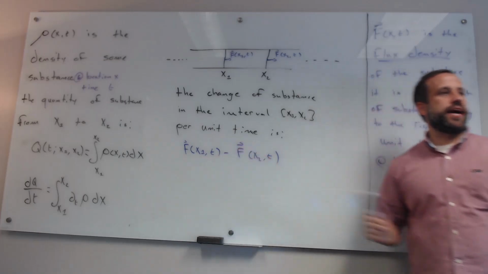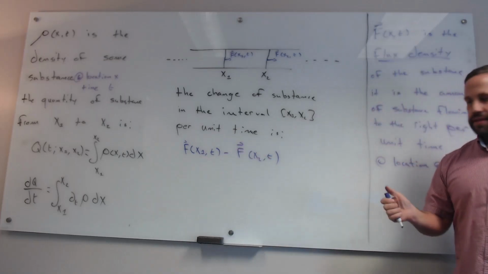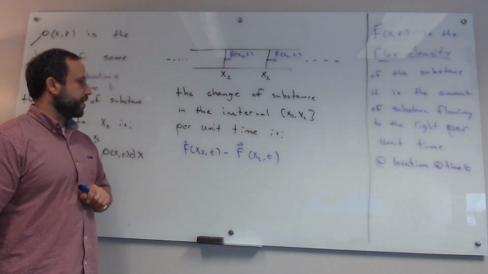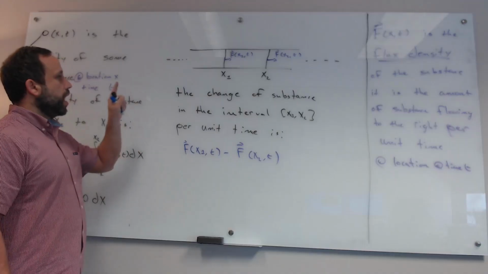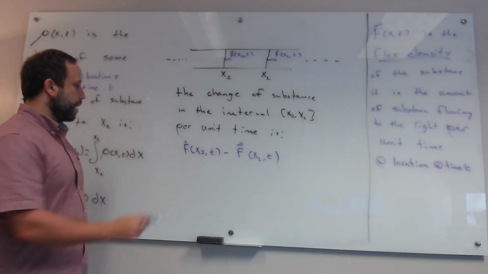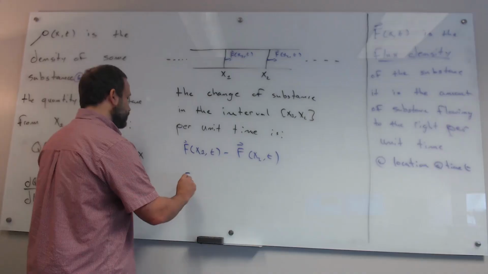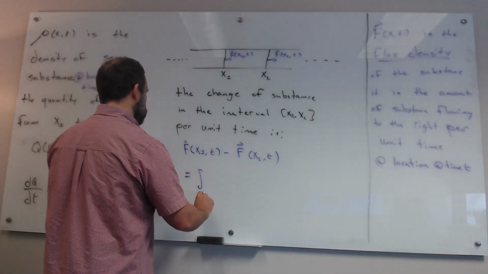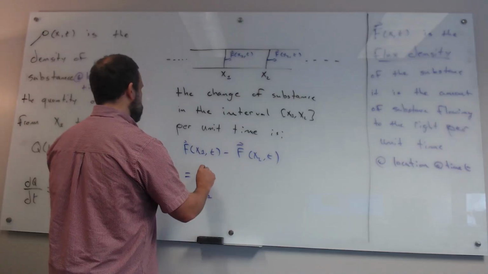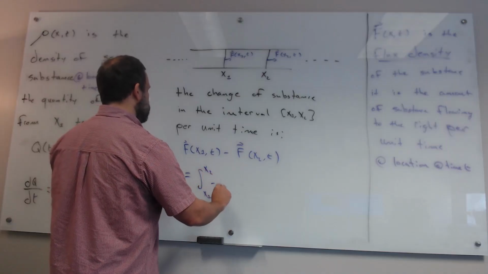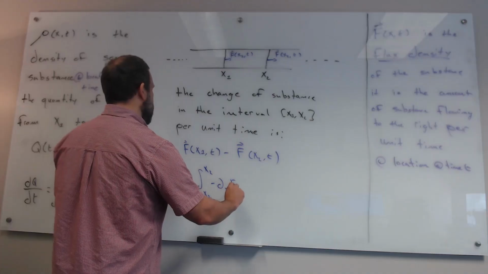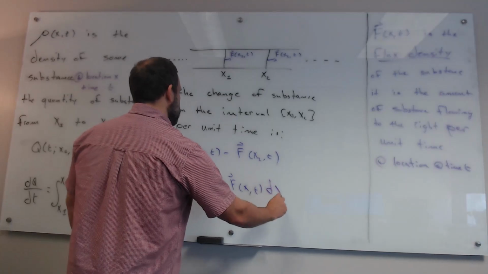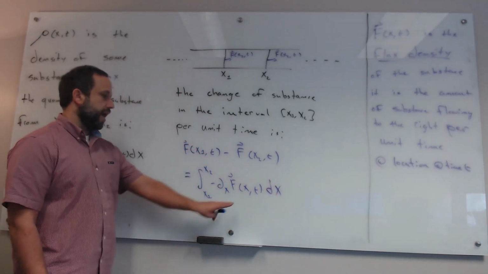In 2 dimensions, this actually is a lot easier. You don't have to worry so much about this. Okay, so f of x1, t minus f of x2, t is also the change of substance per unit time. By the fundamental theorem of calculus, notice that I can write this as the integral from x1 to x2 of minus the x derivative of f, x, t. And remember, as far as the math is concerned, f is a scalar.